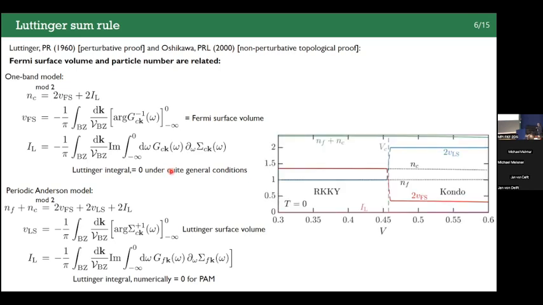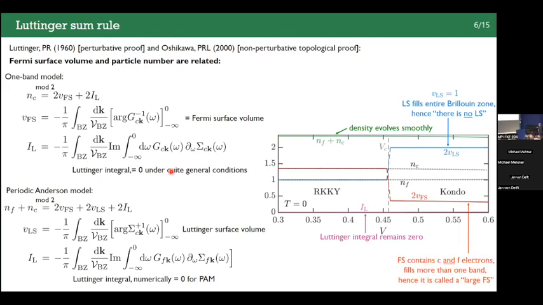And these are his numerical results for this. So let me walk through the slide. The green line gives you the total density as a function of the tuning parameter. As you see, it evolves smoothly across the phase transition. The Luttinger integral always remains zero, as just mentioned. Now the blue line here gives the volume of the Luttinger surface. In the Kondo regime, it's actually equal to 1, which means it fills the entire Brillouin zone. So there's no Luttinger surface over here. And then the Fermi surface volume is shown here. This value is modulo 2. So, as I mentioned, there's a filled band altogether. So overall, this represents a large Fermi surface.